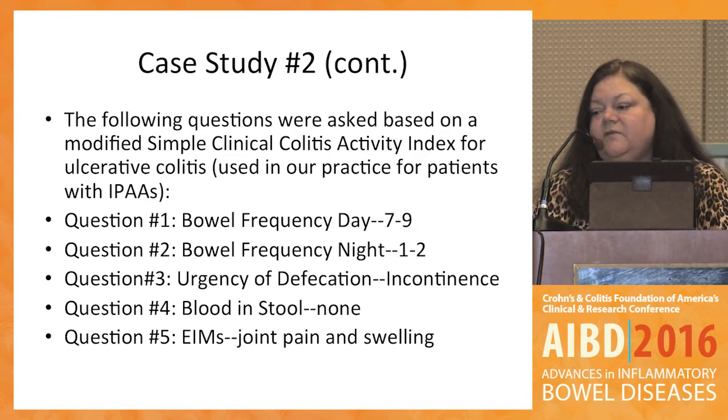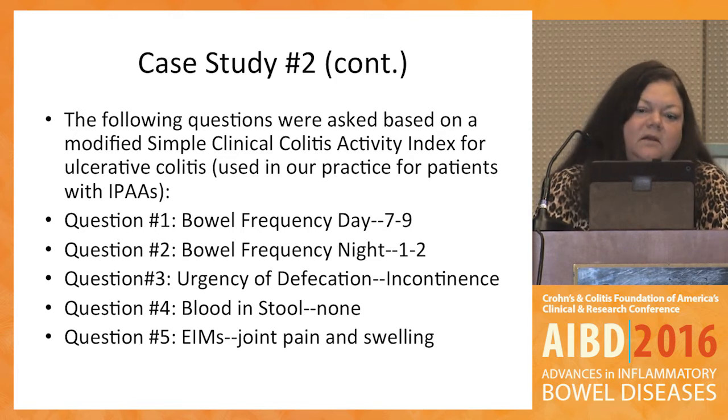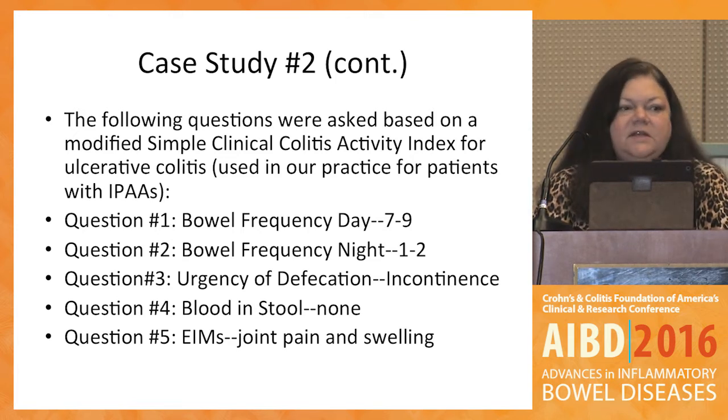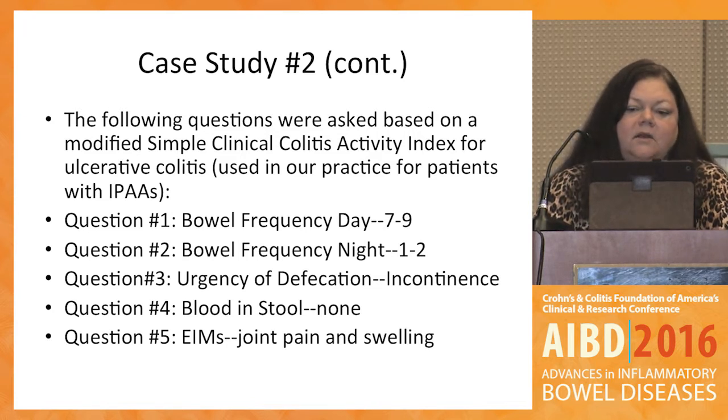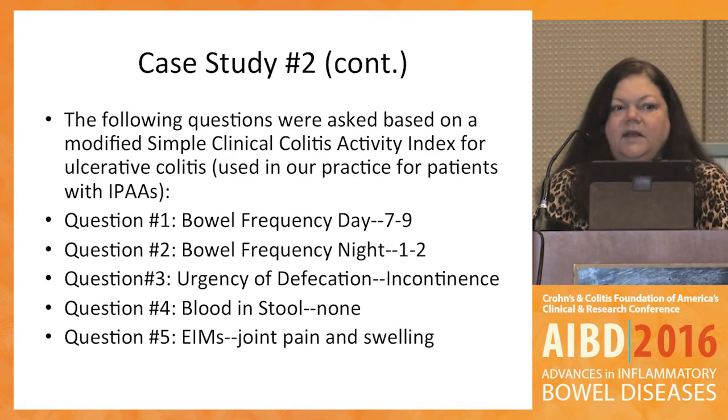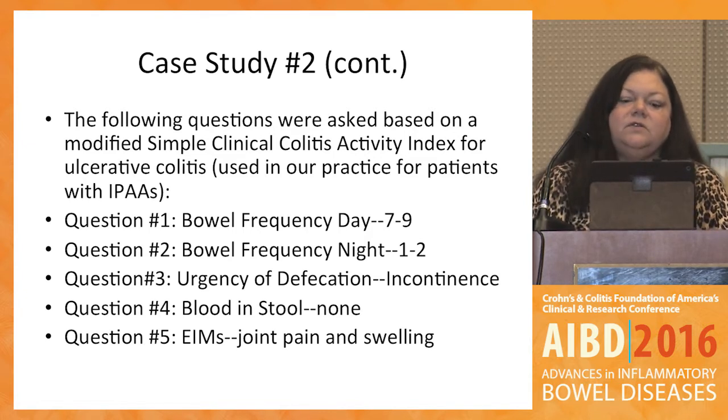Now, the questions that we asked were based on the simple clinical colitis activity index, which we continue to use for patients who have a history of UC but have had the J-pouch surgery. So we ask about bowel frequency, and during the day she was having 7 to 9. We ask about nocturnal frequency. She was getting up 1 or 2 times a night. And she was having some issues with incontinence, which goes to urgency of defecation. How quickly do they have to get to the bathroom? She wasn't seeing any blood in her stool.